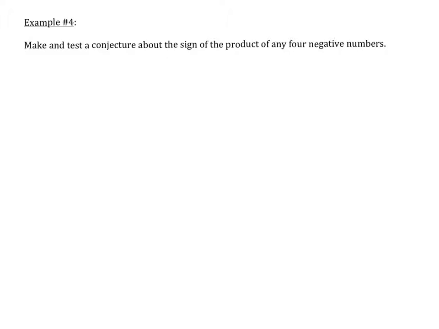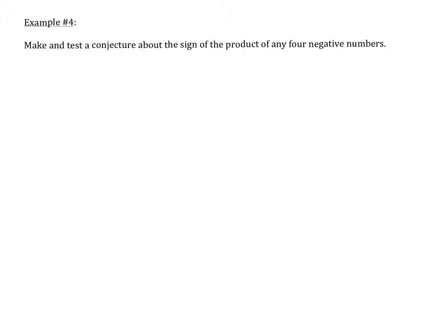Example number 4 gives us a broader example of using inductive reasoning. It says, make and test a conjecture about the sign of the product of any 4 negative numbers. So not only are we supposed to come up with a conjecture based on the pattern that we see, but we're also supposed to test it, meaning actually show problems in which our conjecture is working out.